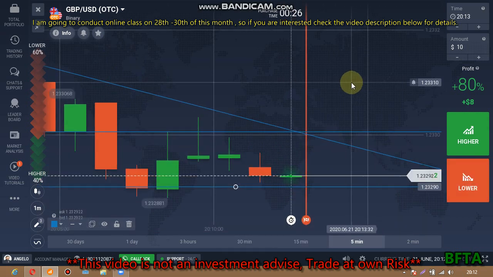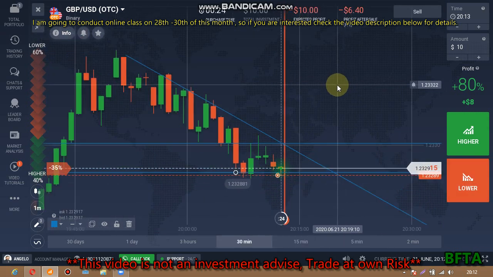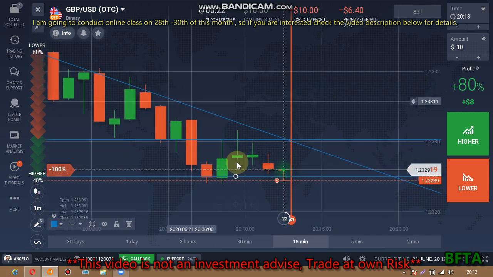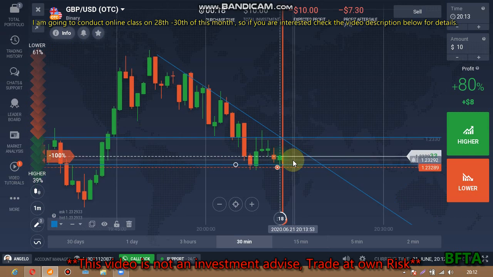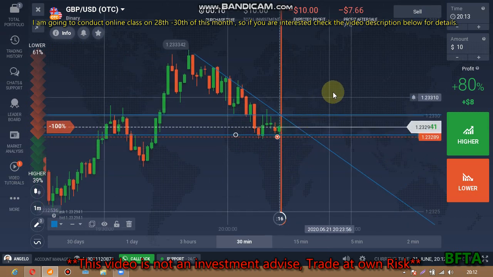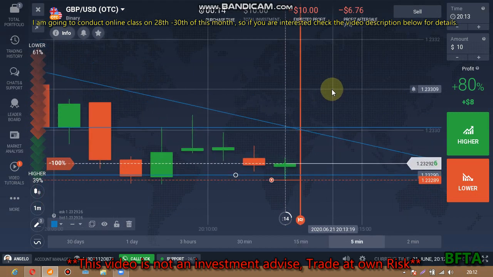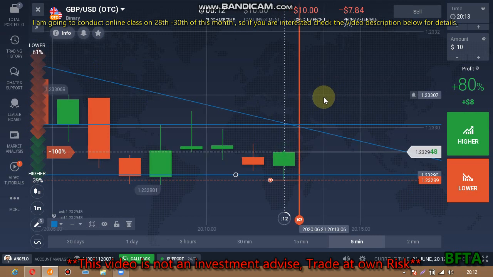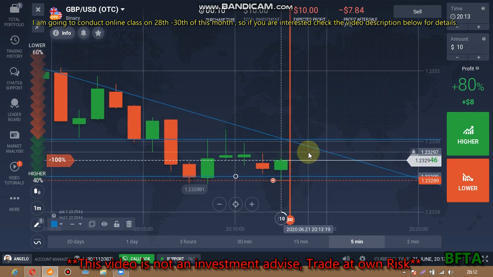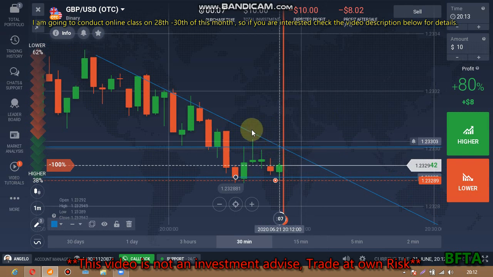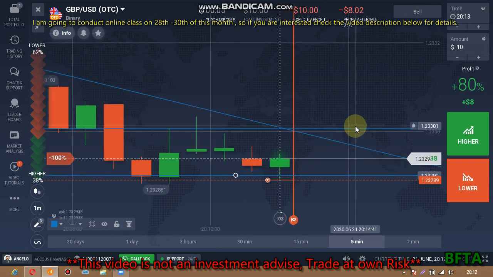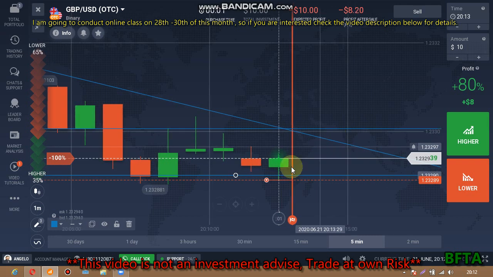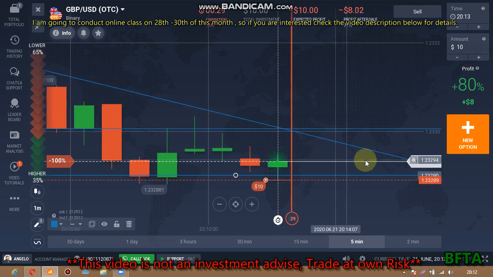So I'm going to place a put option. I place a put option because the trend is down and I'm seeing a bearish candle, so sellers will still enter again, not the buyers, because the trend also is a downtrend. So I want to place my trade here, not here.